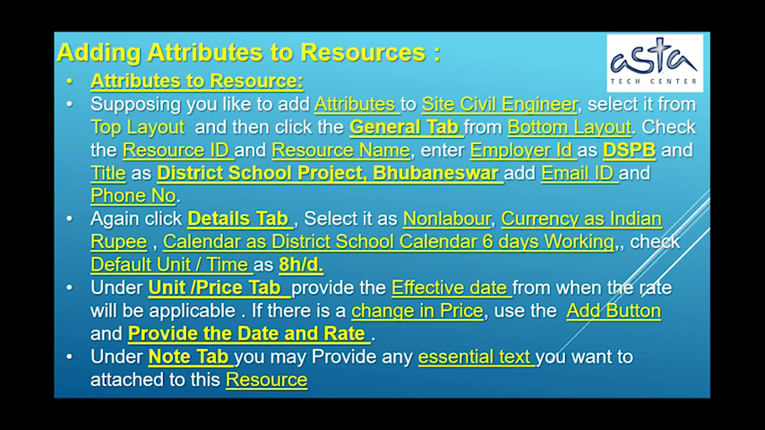Adding attributes to resources. Supposing you like to add attributes to Site Civil Engineer, select it from Top Layout, and then click the General tab from Bottom Layout. Check the Resource ID and Resource Name, enter Employer ID as DSPB and title as District School Project, Bhubaneswar, add email ID, and phone no. Again click Details tab, select it as Non-Labor, currency as Indian Rupee, calendar as District School Calendar, 6 days working, check Default Unit versus Time as 8 hours per day.